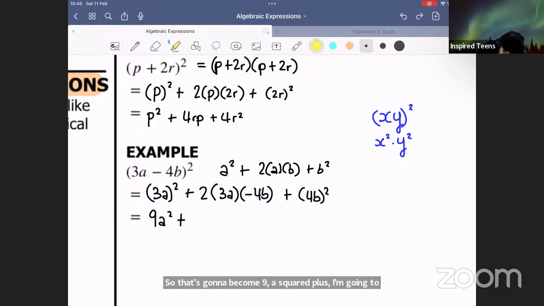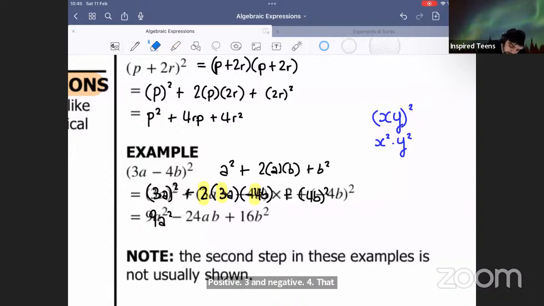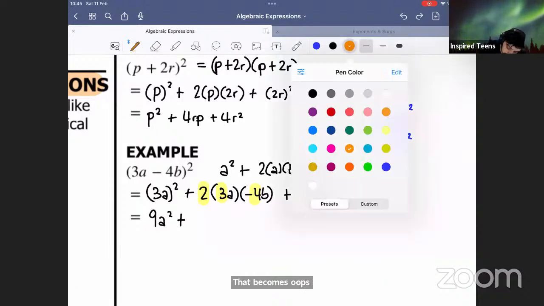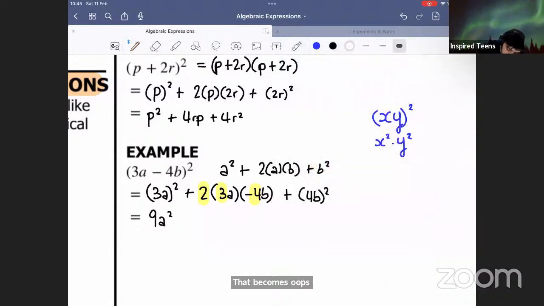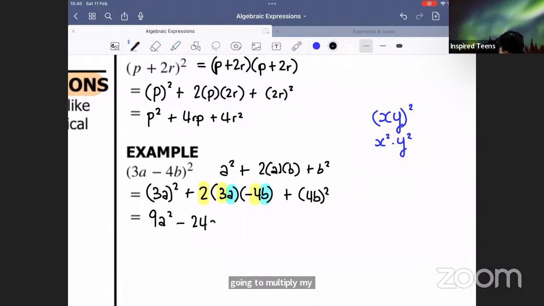Positive 2, positive 3, and negative 4. That is positive 6 times negative 4. It actually becomes negative 24, I believe. Then I'm going to multiply my variables, a times b, ab, plus I square 4, which is 16b squared.